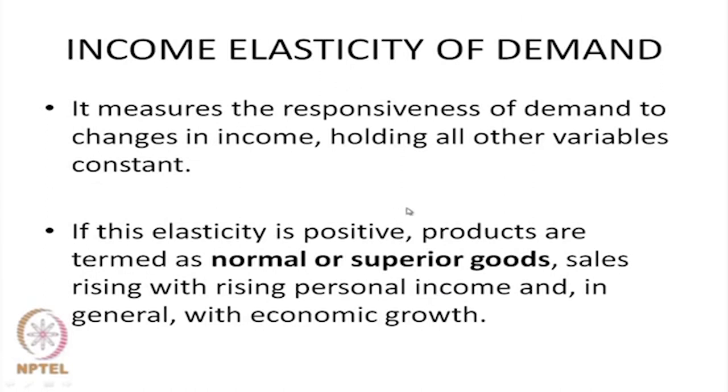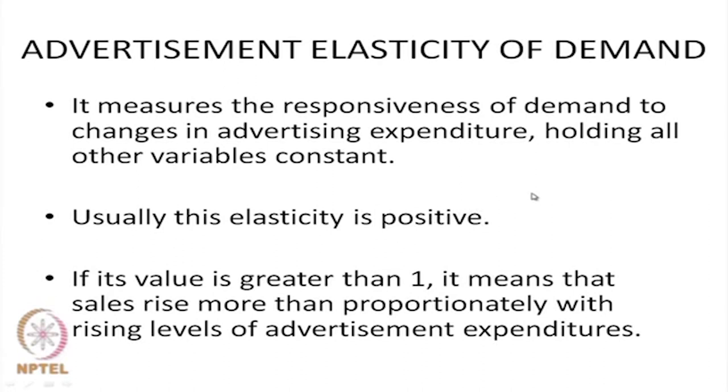Let us elaborate these cases in some detail. Income elasticity of demand measures the responsiveness of demand to changes in income, holding all other variables constant. If this elasticity is positive, it is expected that as income increases, the demand should rise. This is called a normal or a superior good, sales rising with rising personal income, and that normally occurs when economic growth occurs.